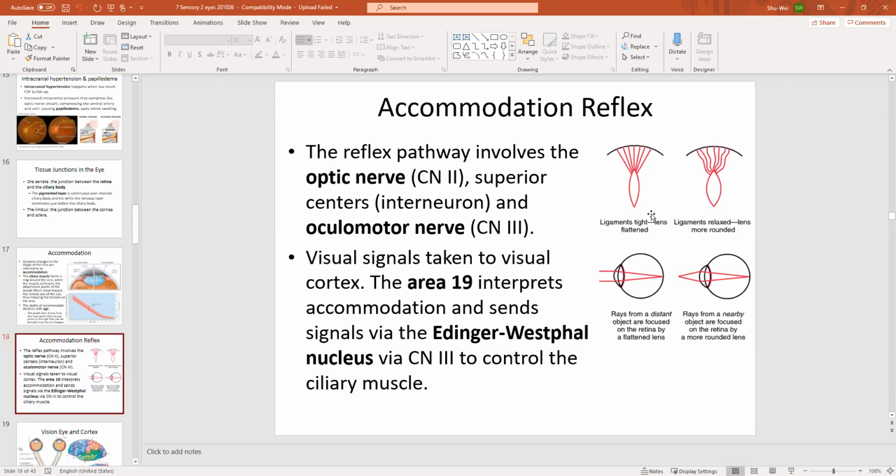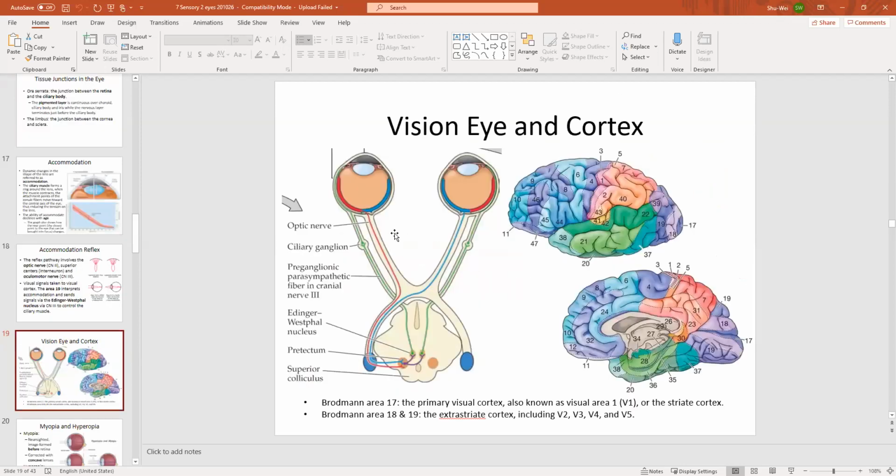All right, how does our brain do it? We basically get an image first. The image gets projected onto the retina and sent through, right here, this optic nerve. The optic nerve is a cranial nerve too. This is a sensory input. And then the optic nerve will project into the brain. And in the brain, this is area 17. Area 17 is the primary visual cortex.